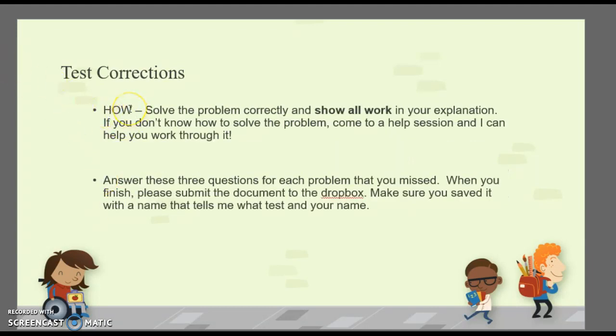How? This is the third question you'll have to answer for each question: solve the problem correctly and show all work in your explanation. If you don't know how to solve the problem, come to a help session and I can help you work through it.